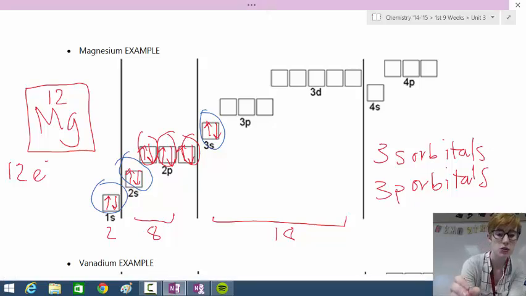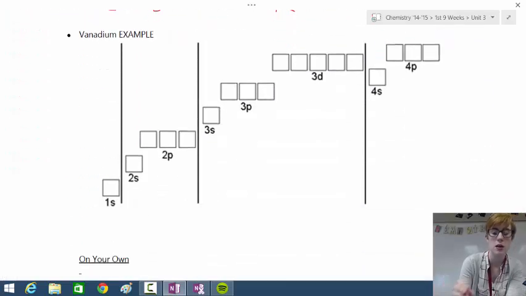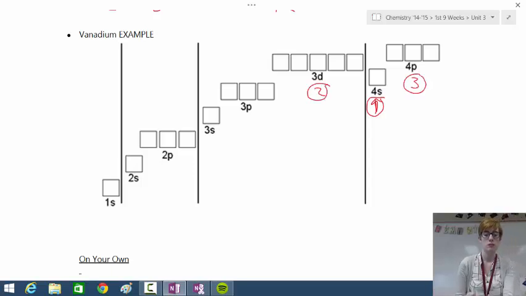All right, now let's move on to another example. This is the example that I was talking about where we're going to have to fill up the 4s before we fill up the 3d. So think about the 4s goes first, the 3ds go second, and the 4p's go third. Okay. All right, so vanadium. Let's look at vanadium on the periodic table.